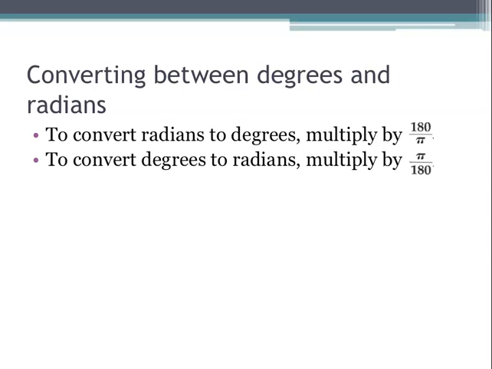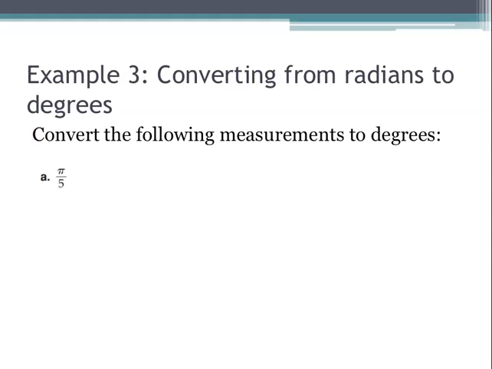All right, let's take a look at example 3. We're going to convert from radians to degrees. So pi over 5. Remember, from radians to degrees, you multiply by 180 over pi. Notice the pi in the numerator and the pi in the denominator cancel. That leaves us with 180 over 5, which is equal to 36 degrees.